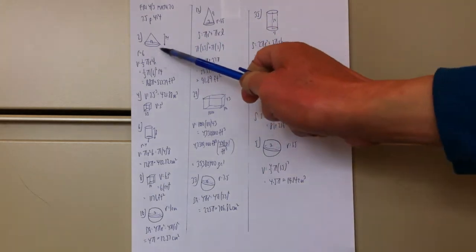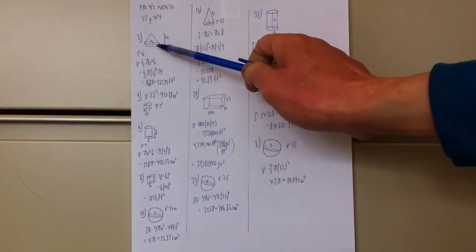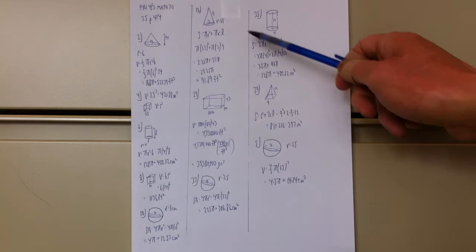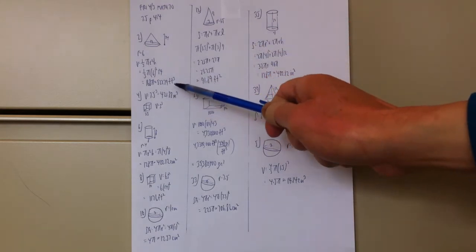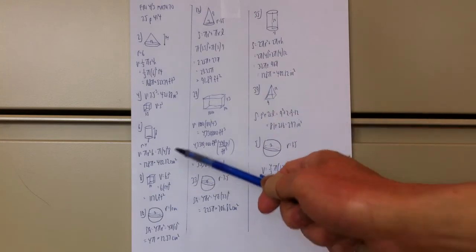Problem number 2, you're given a cone, an inverted cone that has a diameter of 12 and a height of 14. Again, I'm leaving off the units until the very end. In the book, it gives you feet. I'm leaving off the unit of feet or meters or whatever until the very end.